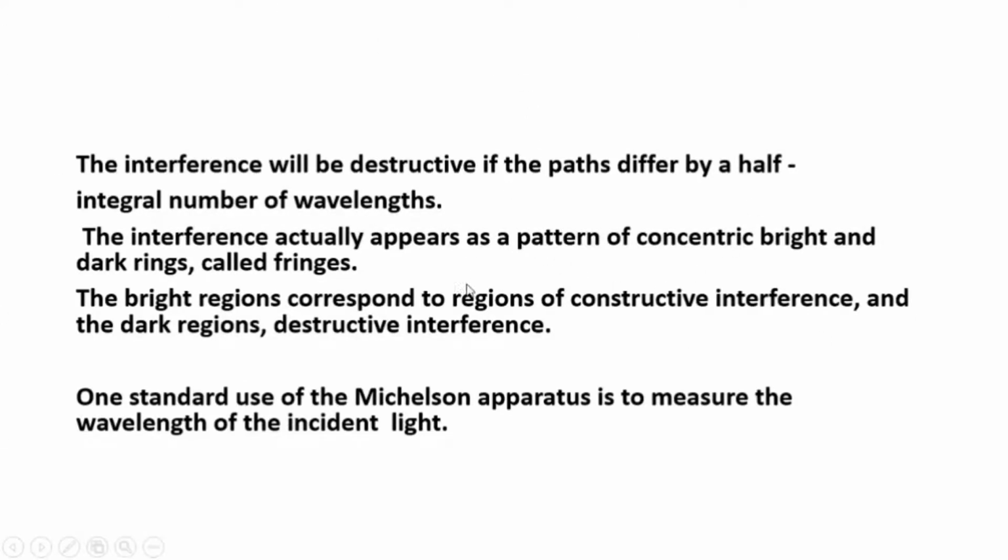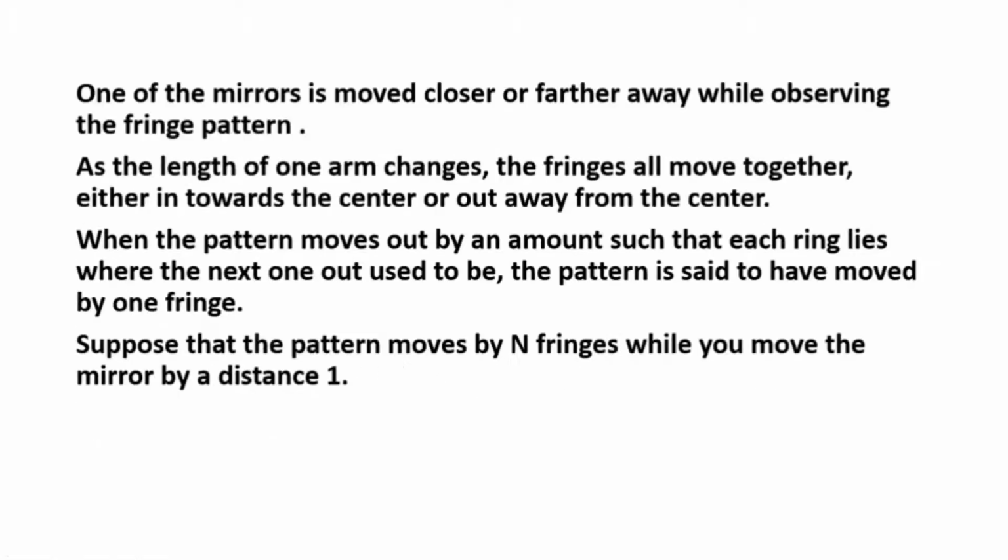The interference actually appears as a pattern of concentric bright and dark rings called fringes. The bright regions correspond to regions of constructive interference and the dark regions to destructive interference. One standard use of the Michelson apparatus is to measure the wavelength of the incident light. And now here is the question. The bright region corresponds to the region of constructive interference and the dark region corresponds to destructive interference.